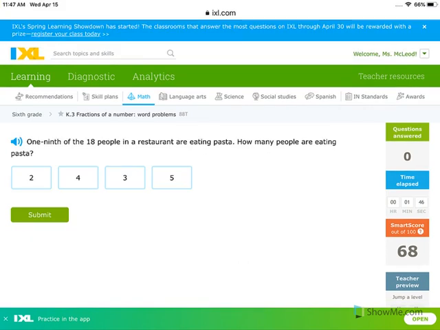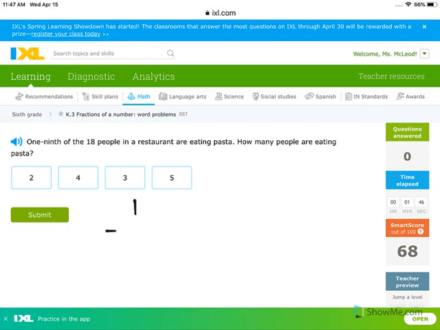Okay, so now we're in the 68% range. This problem is actually easier because it gives you options, so that's awesome. So we have 1/9 of the 18 people in a restaurant are eating pasta. How many people are eating pasta?